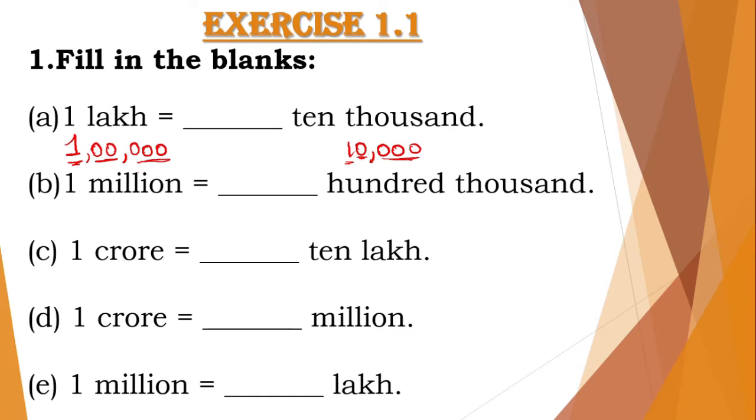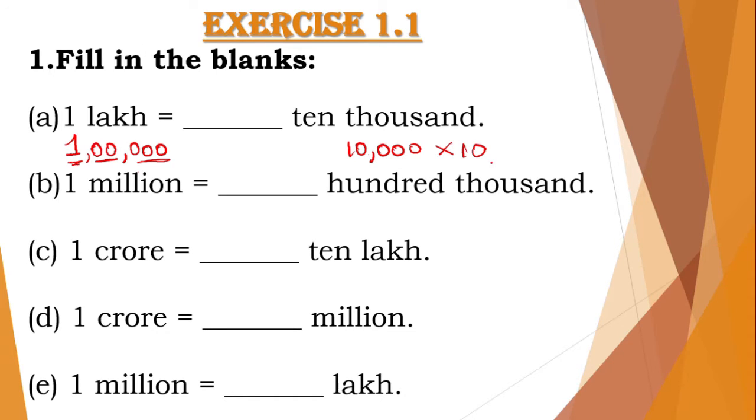So then, how many times should we add 10,000 to make 1 lakh? Now, there is 1 zero less, right? Now, if I multiply it with 0, can I get my answer? No, right? If I multiply it with 0, I'll get my answer as 0. So, we can't do it. Now, if I multiply it with 10, let's see if we will get the answer or not.